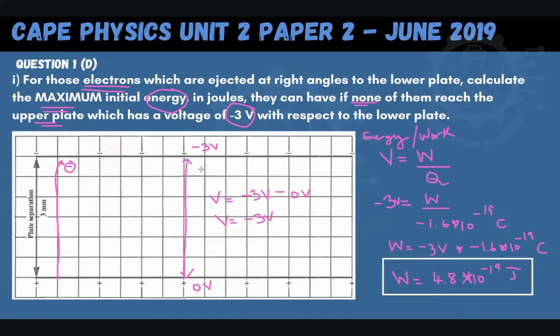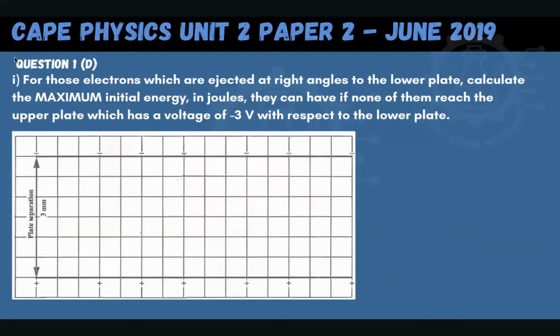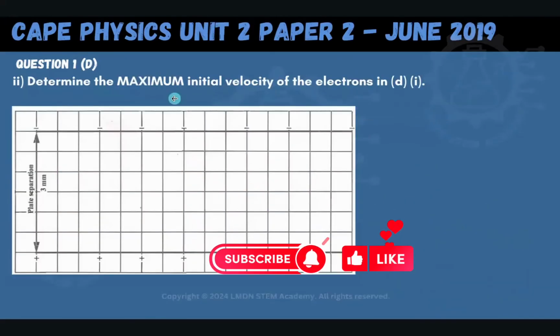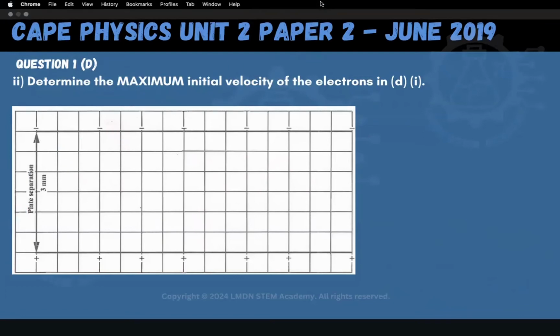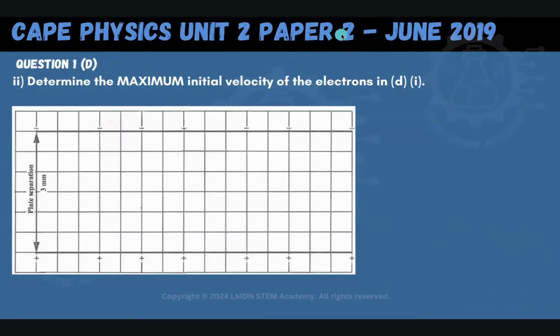All right, so let's move on now to part 2 of this question, part 2 of part D, right? Part 2 says determine the maximum initial velocity of the electrons in D part 1. And so here it is now. We just got the maximum initial energy, or maximum initial work. And if we just got that, we know the formula for kinetic energy that we can use that relates it to velocity.